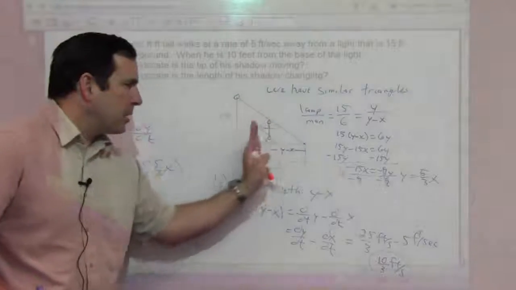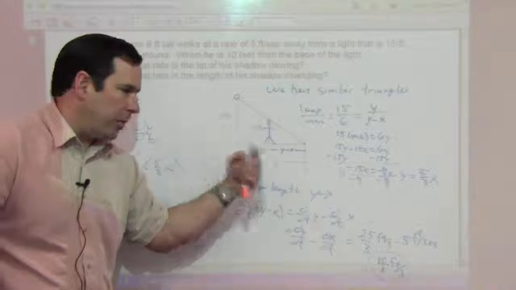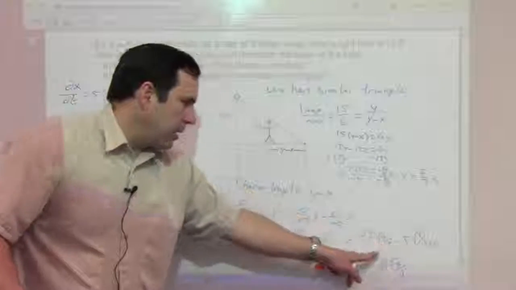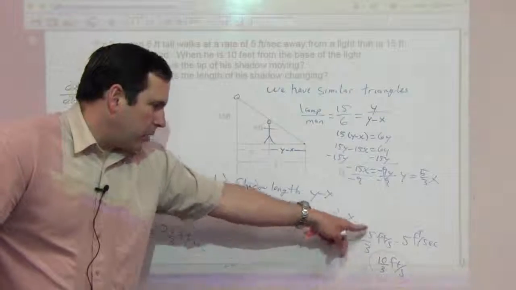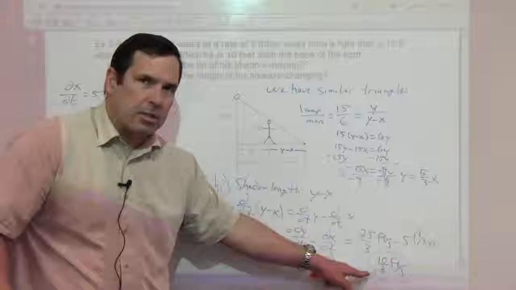So it's moving because the person's moving, but it's also growing. So if we take away the part where the person's moving, that's our 5 feet per second. 25 thirds, that's the total movement, minus because the person's moving. This is the rate at which the shadow is growing. It's just the shadow growing.